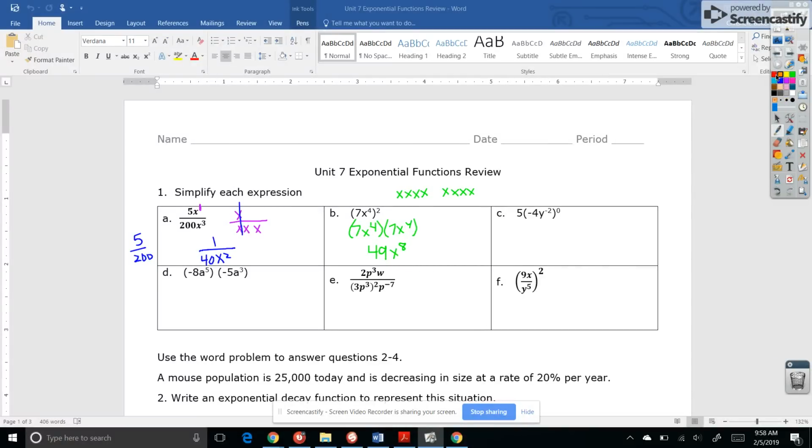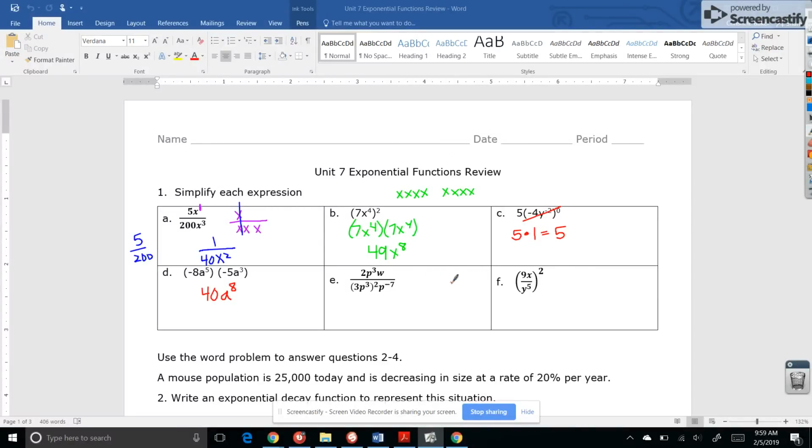In this next one, we have to remember that anything to the 0 power is equal to 1. So this really is just 5 times 1, which is 5. In the next one, we're going to multiply our coefficients together. So -8 times -5 is positive 40. Then a to the fifth and a to the third, we're going to add those together to make a to the eighth, because 5 plus 3 is 8.